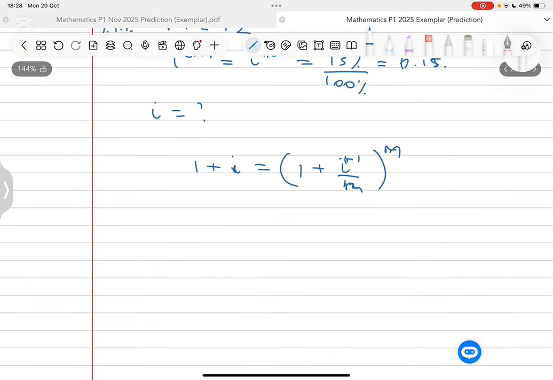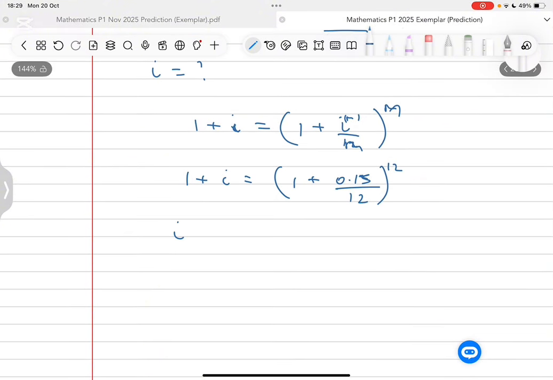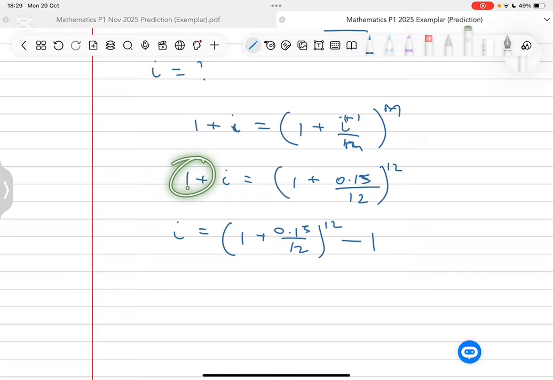And from here, this question becomes a simple substitution problem where we substitute the information that we have. So here I'm going to have 1 plus 0.15. Remember, that's our percentage there. And we're saying this percentage compounds 12 times in a year. Now, to solve this is relatively easy. I'm simply going to take the 1 and put it on the other side. So here I'm going to have 0.15 divided by 12, all to the power 12, and then we subtract 1.